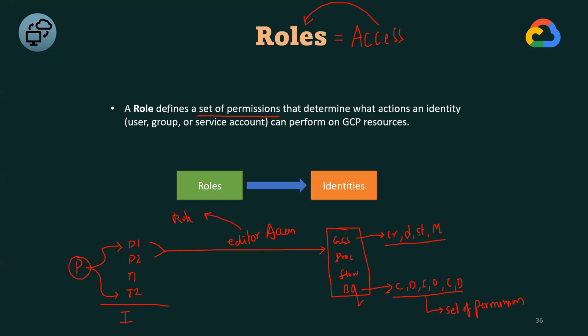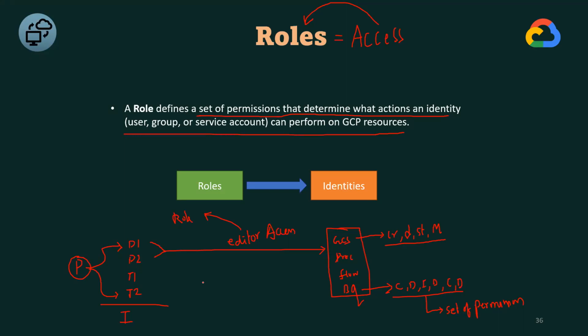See here clearly. A role defines a set of permissions that determine what actions an identity can perform on GCP resources. The identities are developer 1, 2, tester 1, 2. These identities can perform actions on these GCP resources, and those actions are nothing but creating, deleting. This is what I am calling a set of permissions, and that set of permissions is nothing but a role.